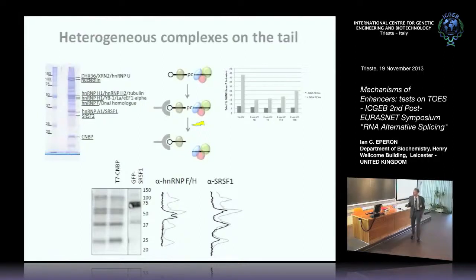If we overexpress CNBP, you can see a bit of an increase in that one. If we overexpress SRSF1, then you can see that we get these very heavy dominant bands, which are GFP-SRSF1 there.